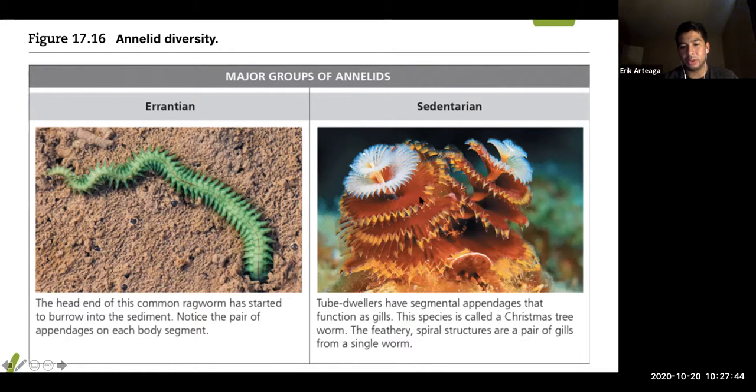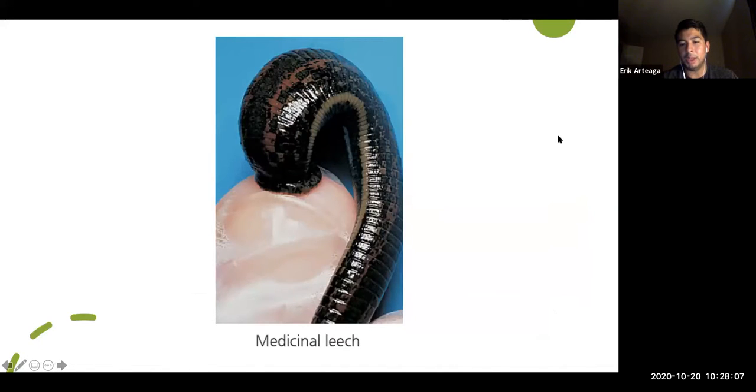Sedentaria, these are going to be those tube dwellers. These worms are in deep ocean vents. You can also see these worms in coral. And they typically do have bacteria or some sort of symbiont living closely with this organism. Okay, so something closely growing in unison with these worms. Okay, and then here's a leech.